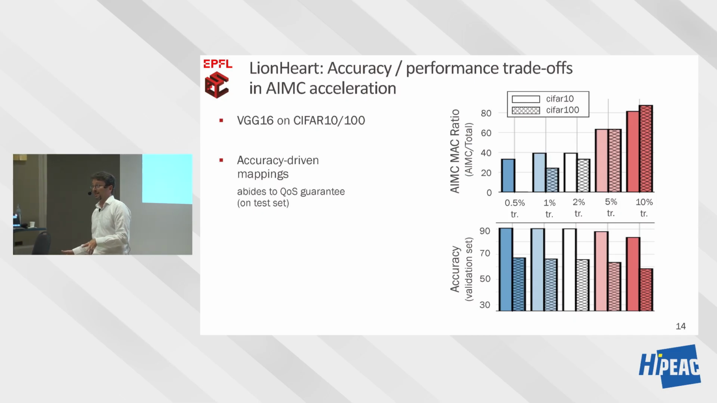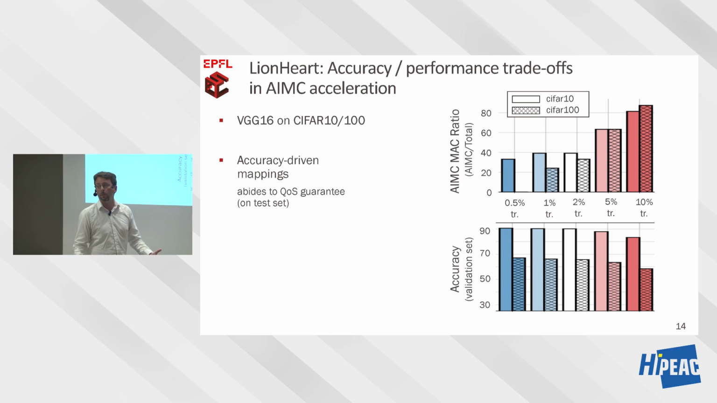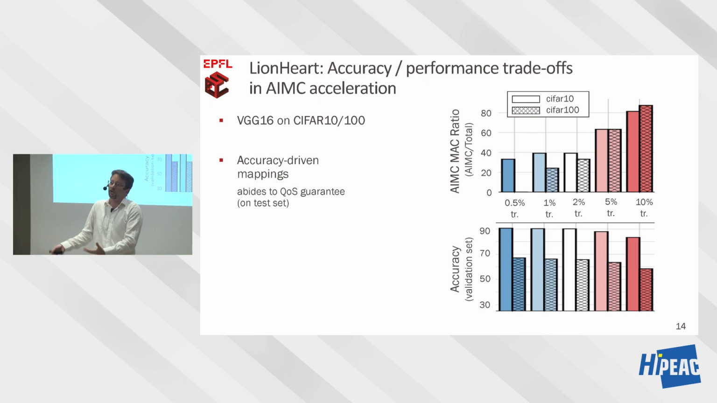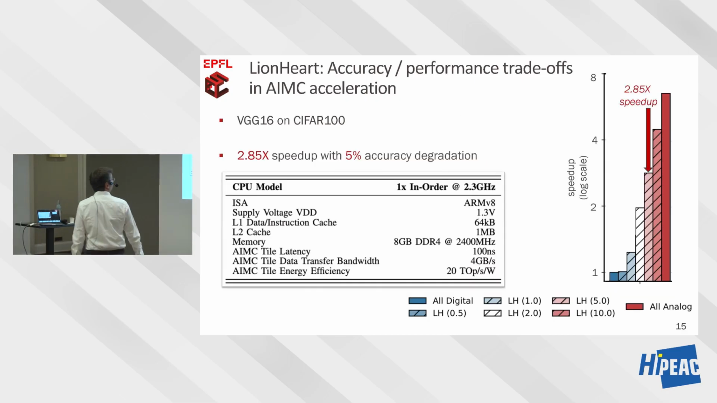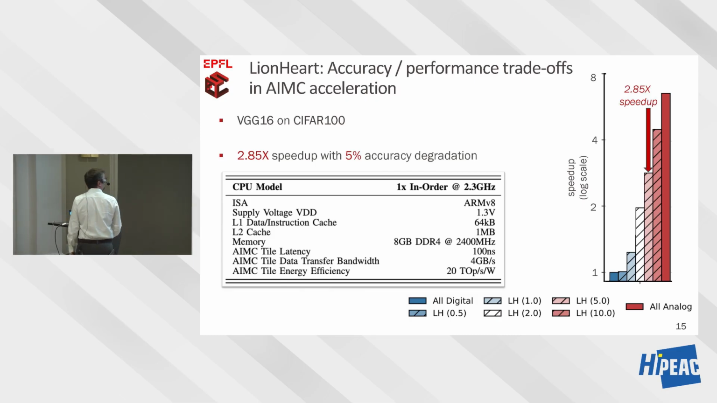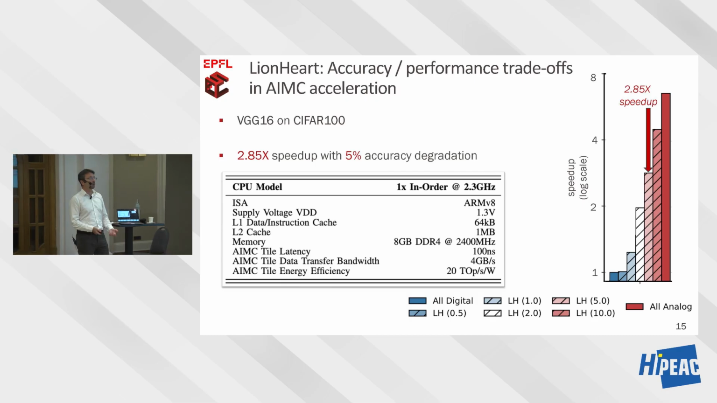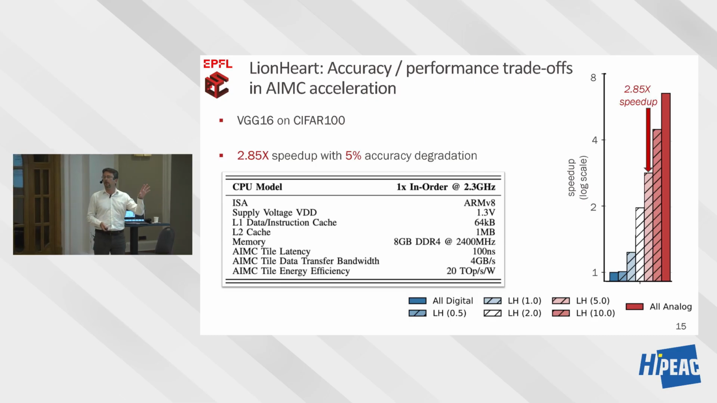So as a kind of heuristic, it's not really what you want to do when you're mapping a workload to heterogeneous resources, because basically you don't know where you're going. So what we obtained in this case were 2.85x speed up with 5% accuracy degradation. Again, you can have many, many results in our paper.